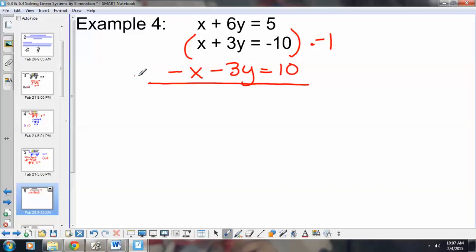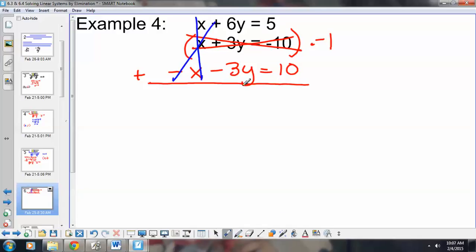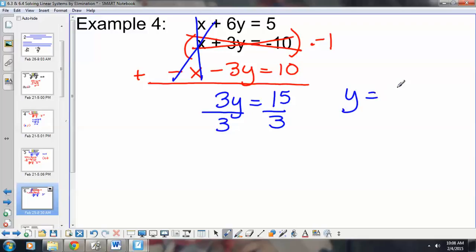Now add the two equations. I'm going to cross off this middle equation. It's no longer part of our system. Now if I add, do I have opposite terms? Additive inverses? I sure do. X plus a negative x is going to zero out, isn't it? 6y minus 3y, 6 minus 3 is positive 3y. 5 plus 10 is 15. Divide by 3. Y is equal to 5.